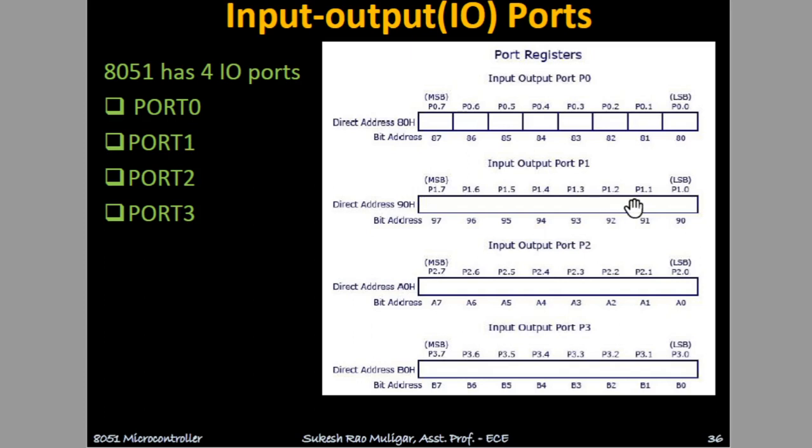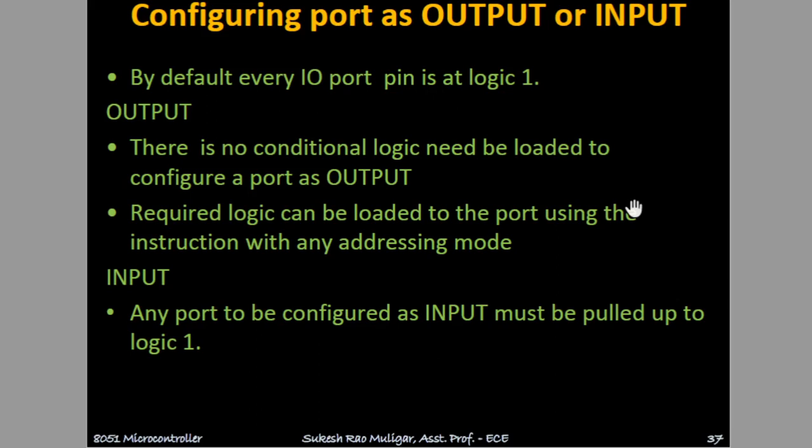But how the structure of the ports is arranged, we have to look into. By default, every IO port is at logic 1. That means there is no conditional logic needed to configure the port as output. There is no conditional logic that is required.